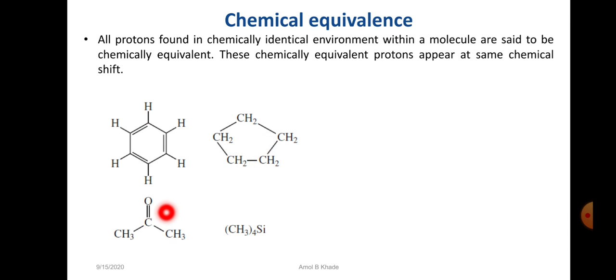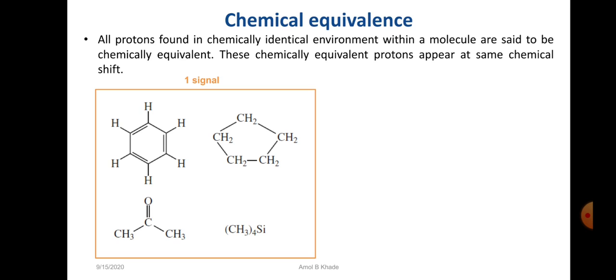Similarly, you can see here in acetone or dimethyl ketone, we have 2 CH3s, and both CH3 are in the same environment. This CH3 as well as this CH3, their neighbors are the same and they will be giving only one signal. Similarly, for TMS, that is tetramethylsilane, we have 12 protons which are also in the same environment. So all these compounds are going to give only one signal in the NMR spectra.